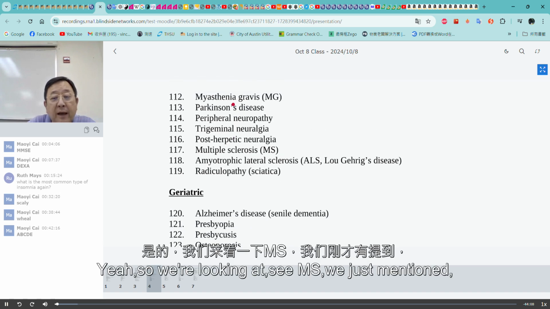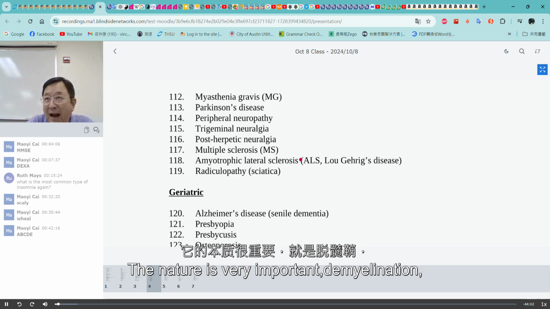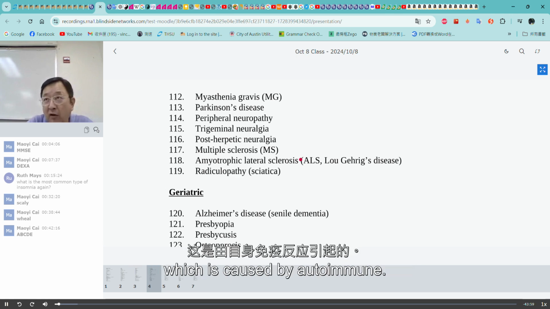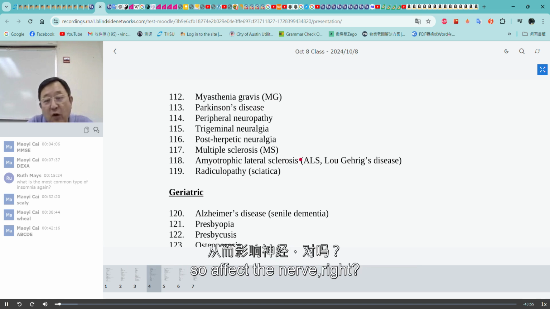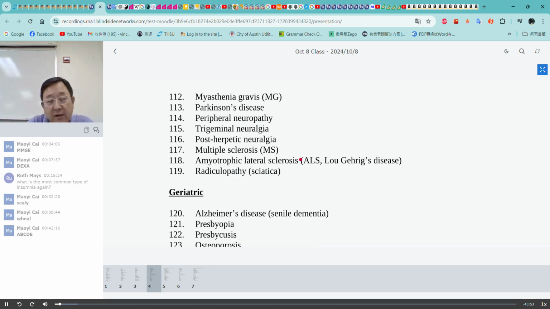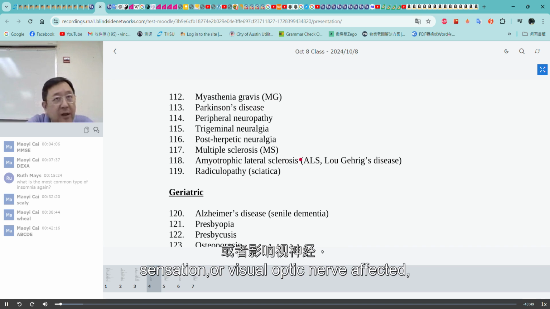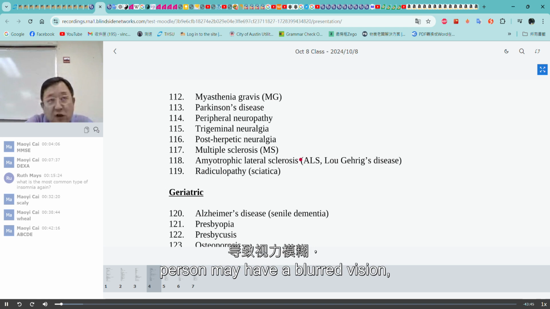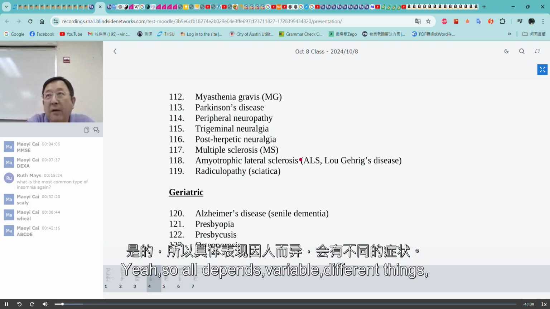Yeah, so MS, we just mentioned, is multiple sclerosis. The nature is very important: demyelination, which is caused by autoimmune. The immune system destroys the myelin sheath, so it affects the nerve. If it's a sensory nerve, your sensation changes, tingling, pins and needle sensation. Or if the optic nerve is affected, the person may have blurred vision. Or it affects the motor neuron and causes weakness of muscles. So it all depends, variable, different things.